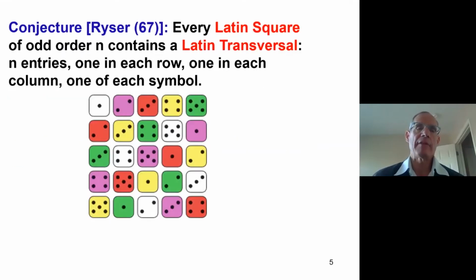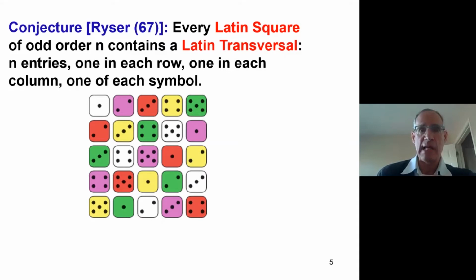Here is yet another one. This one is a conjecture, not a theorem, but it's still a statement of the same type. That's a conjecture of Ryser from the 60s. He conjectured that every Latin square of odd order n, where a Latin square is just an n by n matrix in which the entries are numbers from 1 up to n, and every row and every column is a permutation of 1 up to n, like the one that you see here, contains a Latin transversal if n is odd.